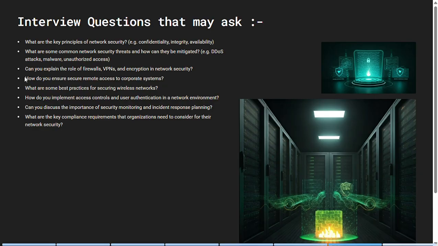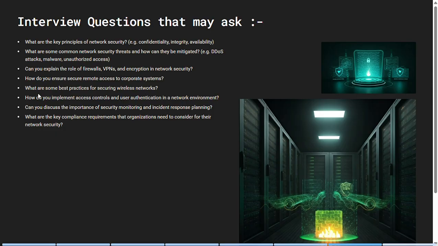Next question, how do you ensure secure remote access to corporate systems? Multi-factor authentication combines passwords with OTPs, biometrics or tokens, use VPNs, device management and zero trust architecture. Next question, what are some best practices for securing wireless networks? Use strong encryption, WPA3 preferred, MAC address filtering, change default SSID and admin credentials, disable SSID broadcasting, makes the network less visible to attackers, and network segmentation.